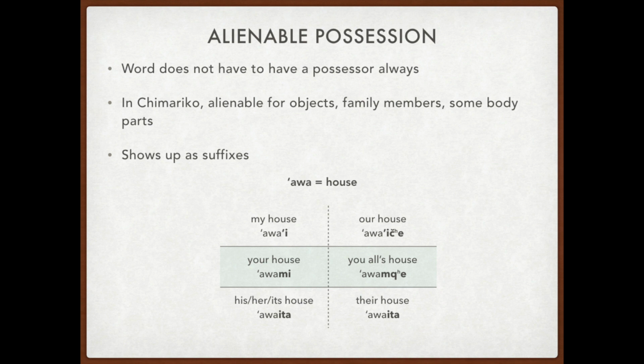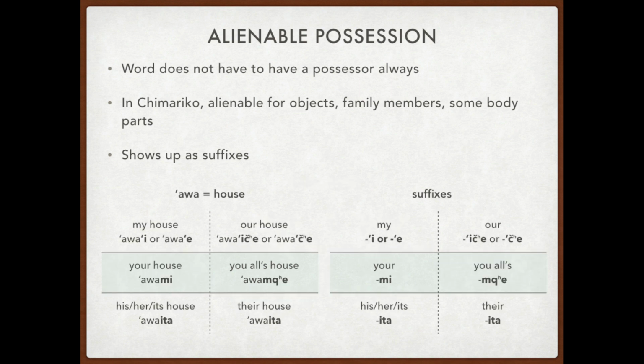So you might notice, first of all, that his, her, its, and their are all the same. Awaida. That's because in Chimariko, third person is just all the same. It's also important to note that your is different from you all's. Very different. In English, we might say you to mean just one person or many people. But in Chimariko, you singular is very different from you plural. So let's just keep that in mind.